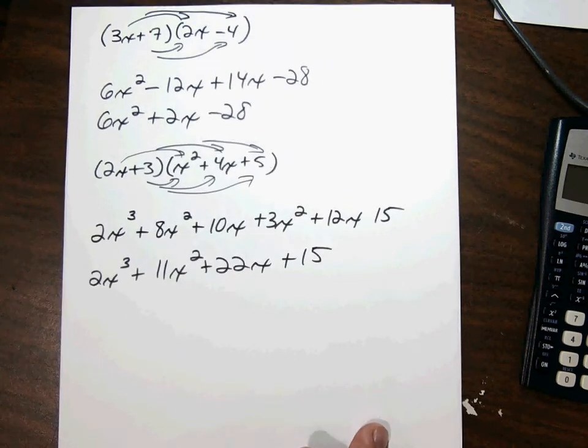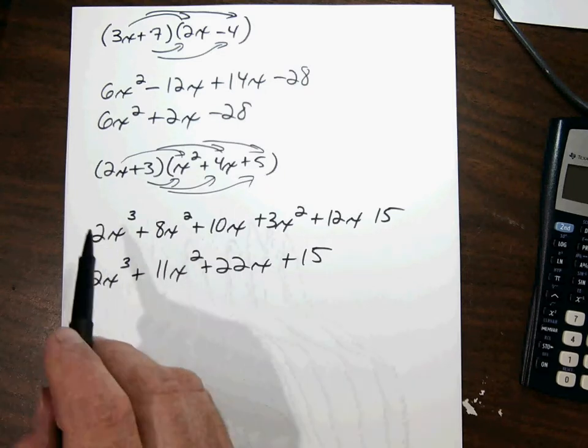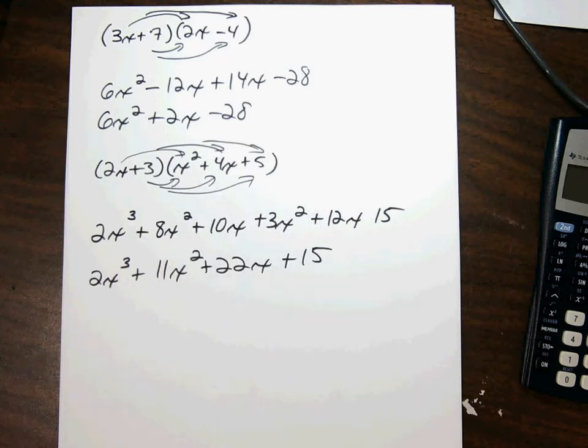Okay, so multiplying these polynomials, the procedure is just going to be distribute the 2x and then distribute the 3. Okay, combine like terms at the end. All right, cool.